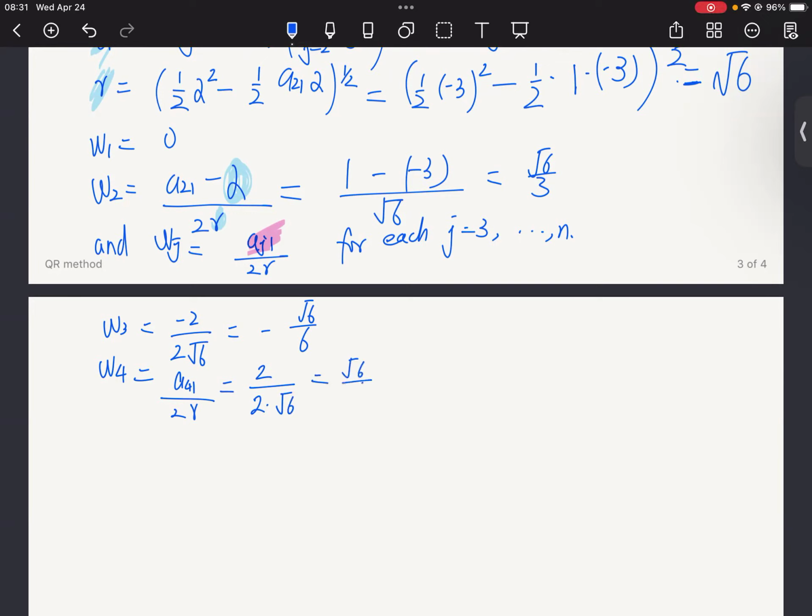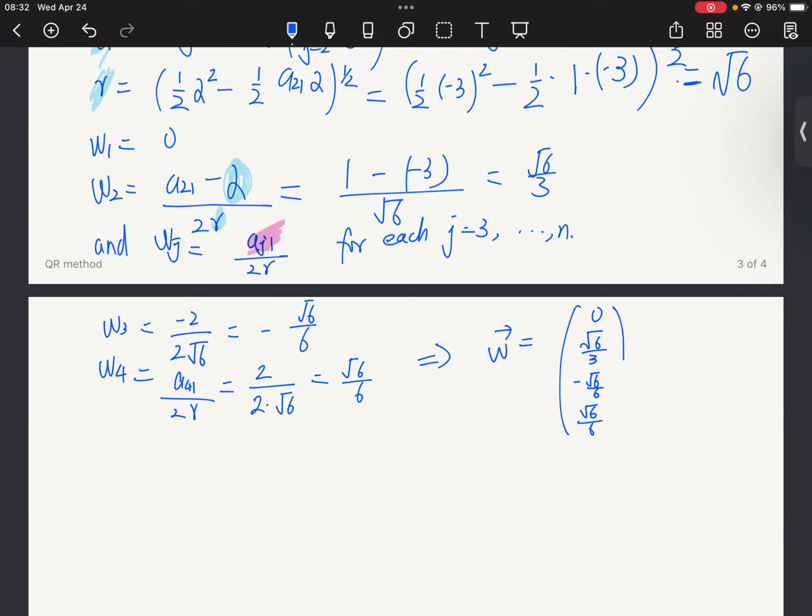And this is square root 6, and then divided by 6. And this is the W4, which means that so far we already have all the values. And then we got all the values of W, and because it's a column vector, W equals 0, then square root of 6 divided by 3, and then negative square root of 6 divided by 6, and then square root of 6 divided by 6. Does that make sense?